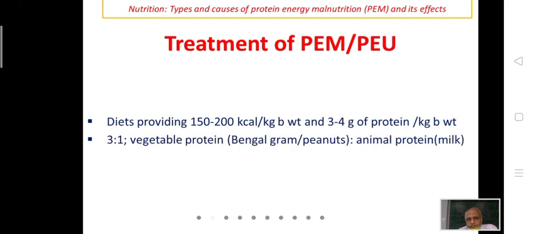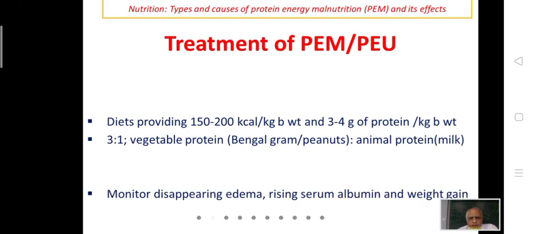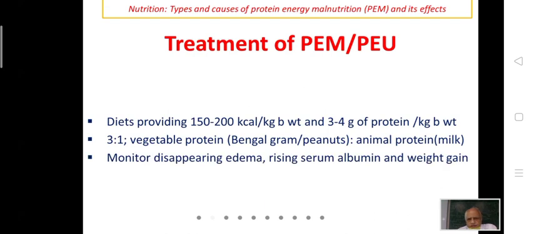A 3:1 ratio should be maintained for vegetable protein and animal protein. Bengal gram and peanuts can be used as vegetable protein, and milk is of course needed for animal protein. And monitor the disappearing of edema, rising serum albumin, and weight gain. That is important to monitor if you want to give good growth to the child.